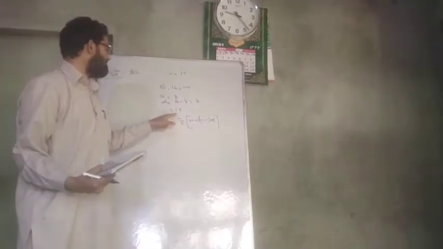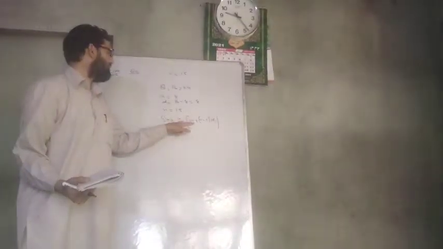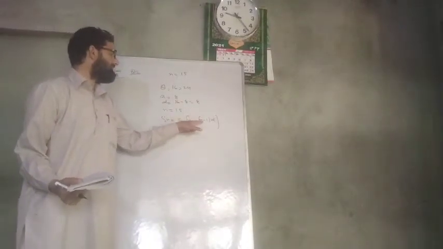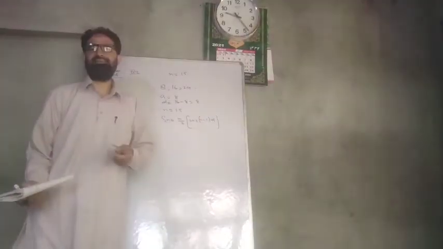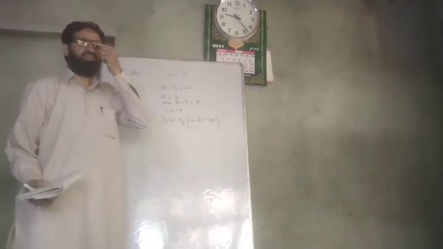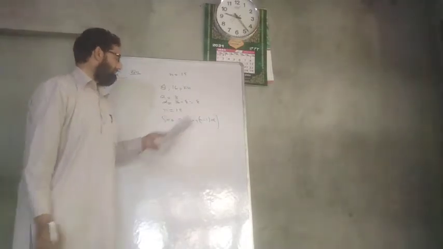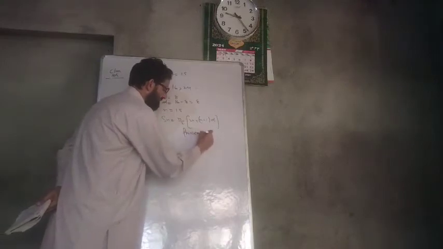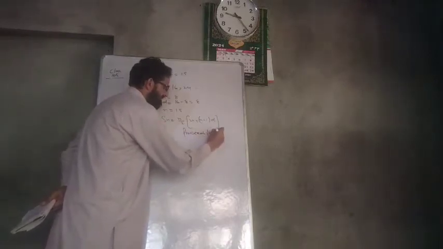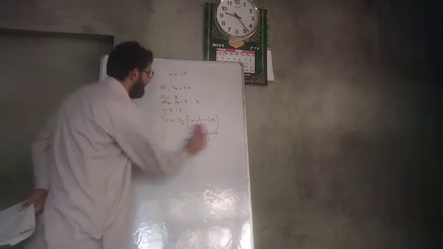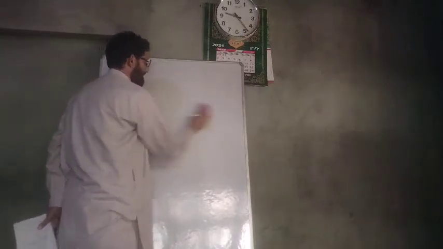For n you will substitute here 15 divided by 2 into 2a, a is 8, n is 15 minus 1 into d, d is 8. I think this is very simple. You can proceed in this question and find the answer. Proceed further and find the sum. This is your homework. So this was question number 13.